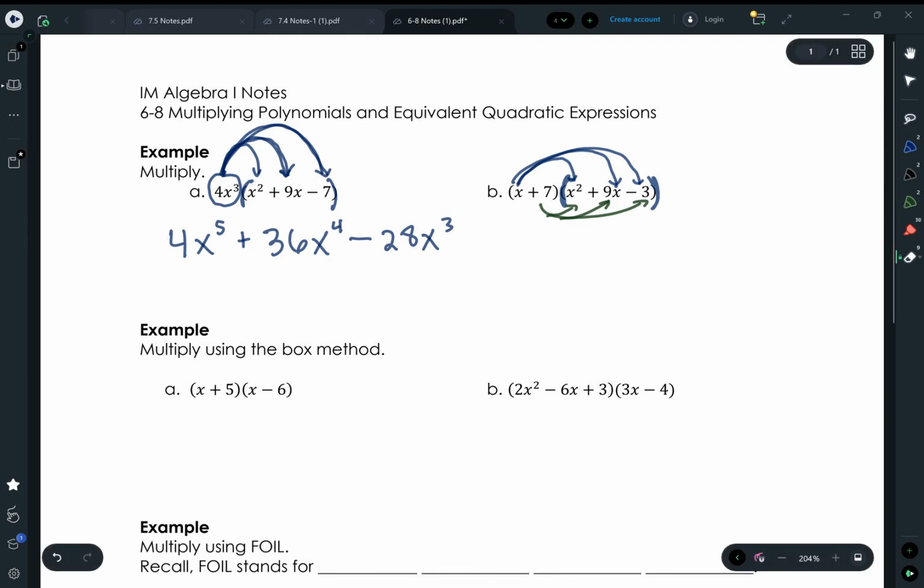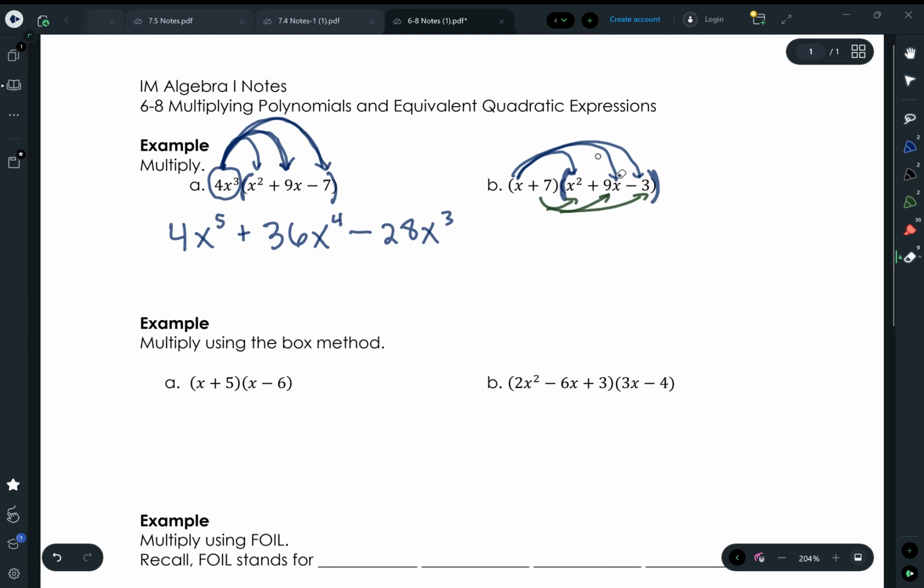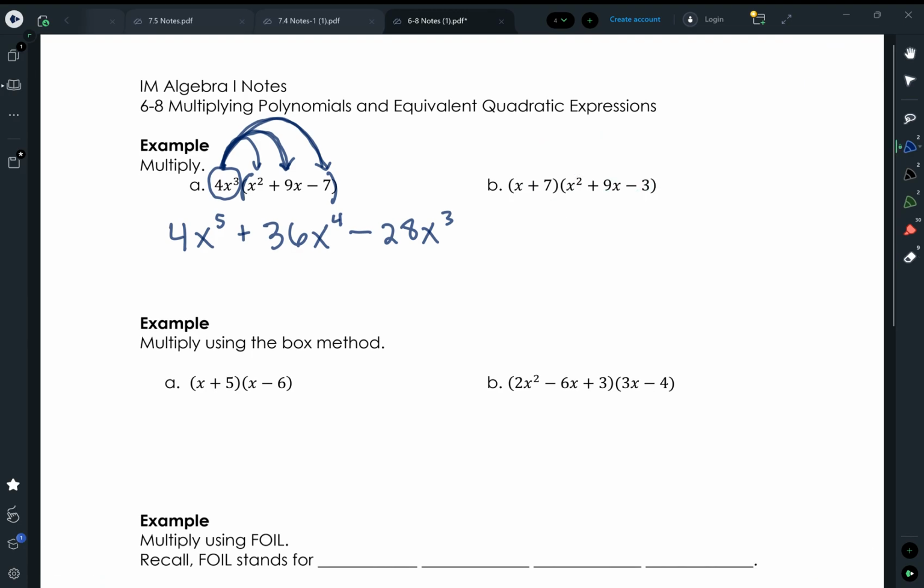All right, I'm going to erase so I can draw in these arrows as we work along. So I'm going to start by multiplying x times x squared. That makes x cubed, plus sign, because there's a plus sign here, x times 9x. Well, x times x is x squared, so I will have a 9x squared. Then I'm going to multiply the x times the negative 3. That's a negative 3x.